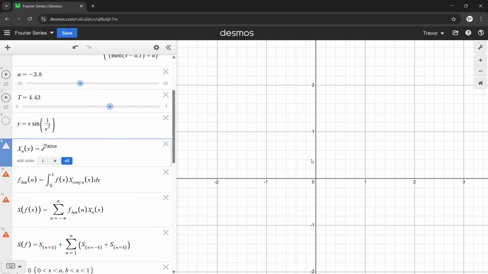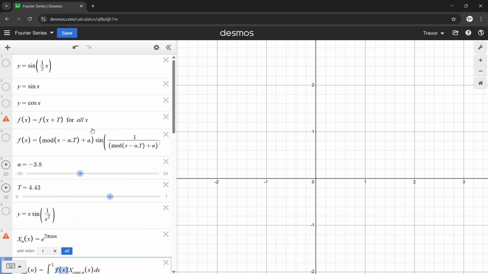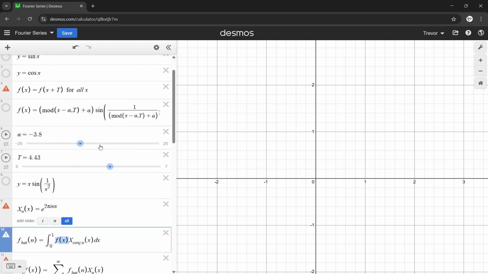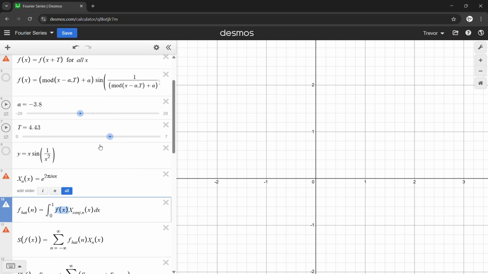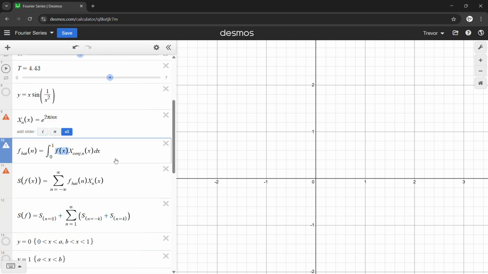So that's the characteristic function, e to the 2 pi i n x. And once you have that, you take your conjugate, you put it right here. You take your f of x, which was your Riemann integrable periodic function up here. I forgot to mention that the only two criteria for having a Fourier series is that you're periodic and you're Riemann integrable. And that's it. That's really it. That's why we're able to do all this magic.